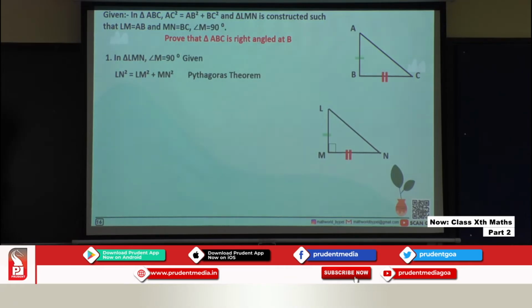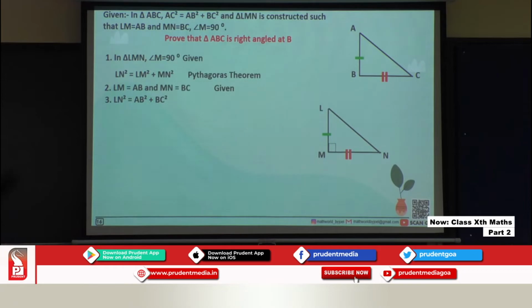Next, we are also given that BC was equal to MN and AB was equal to LM. Based on that, we drew these triangles, right? So this was already given. All I will do is write it. LM is equal to AB, MN is equal to BC, given. Now, we also get LN square is equal to AB square plus BC square, right?